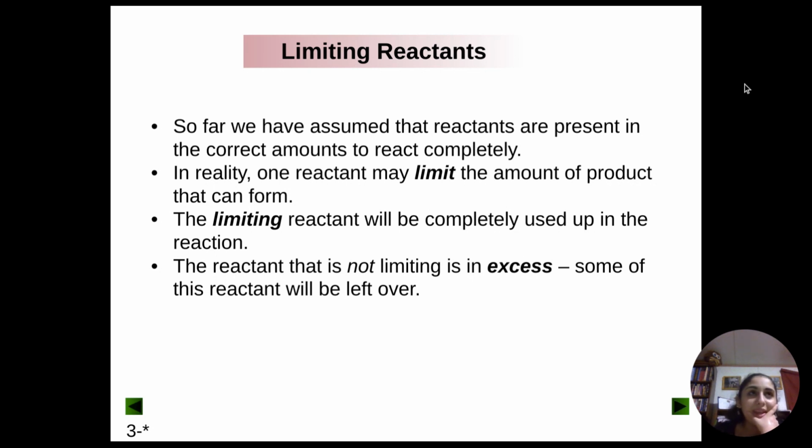So, if you're using two reactants in an equation, the one that you have less of is going to be your limiting factor because it limits how much you can produce of whatever you're trying to make. So, the excess would be whatever is extra or left over. So that is going to be the one that you have a larger quantity of.